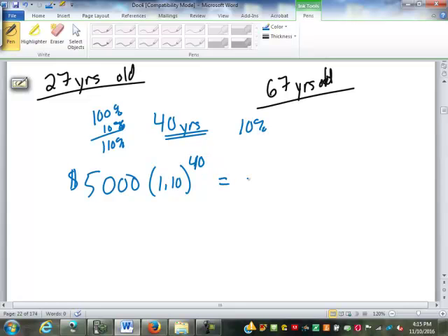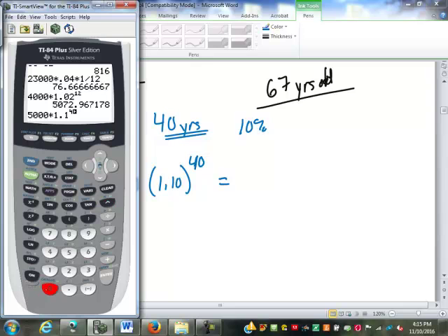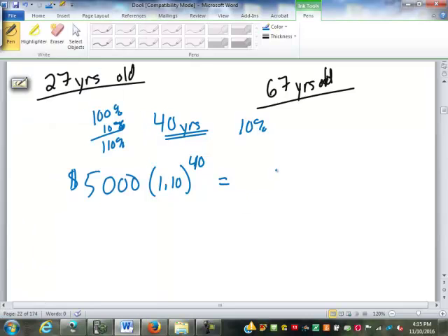Now, without punching this in a calculator, can anybody guess as to what this number is going to come out to be? 5,000 times 1.1 to the power of 40. 50,000, 100,000, 27 million. 226,296. $220,000.